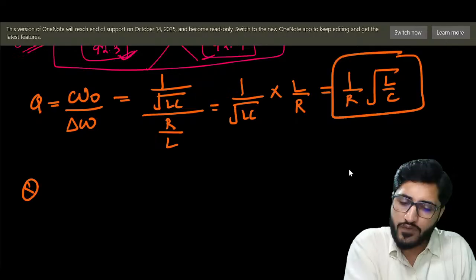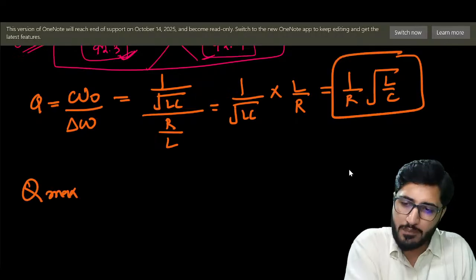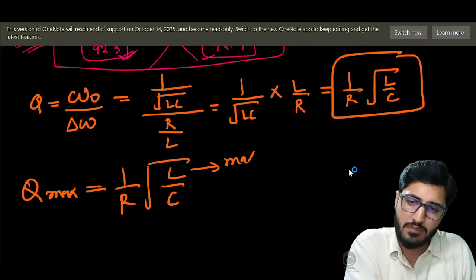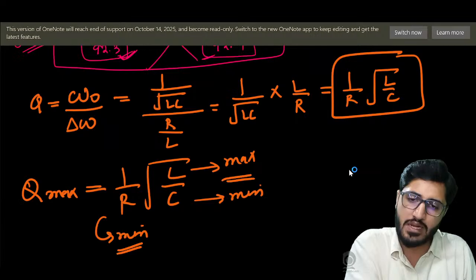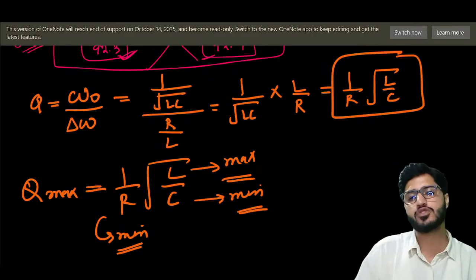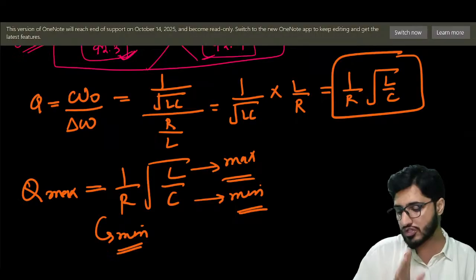If Q needs to be maximum, which is 1 by R under root of L by C, L needs to be maximum, C minimum, R minimum. If you find a numerical where you need to find the quality maximum, there your R should be minimum, C should be minimum, but L should be maximum.